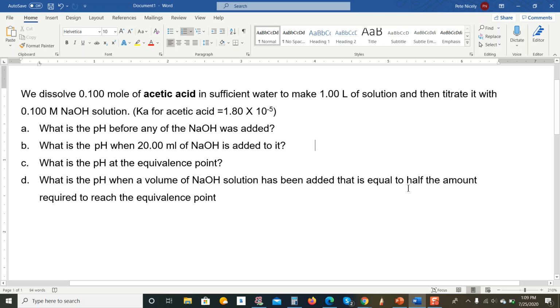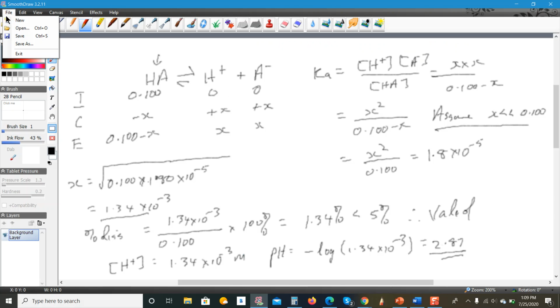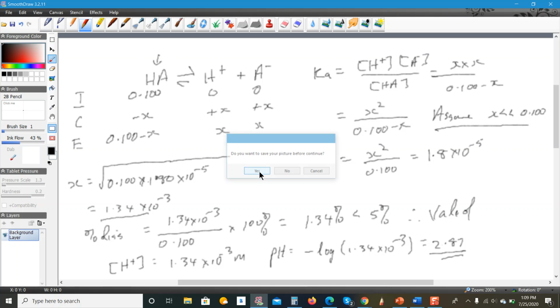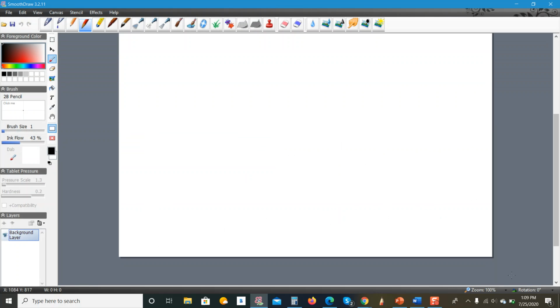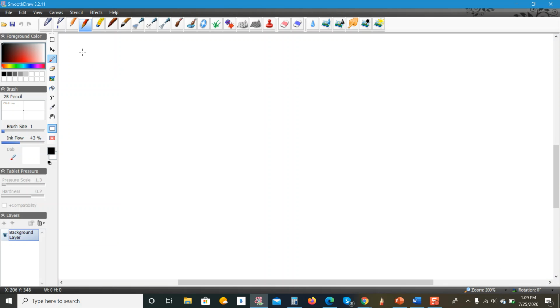So we're going to move on now to the B part of this question, where it's asking for the pH when 20 mils of sodium hydroxide is added to it. So what we're going to do is, again, go to this page here. Let me open up a new one. Okay. So first thing I'm going to do is write down the equation for the reaction between the acid and the base. Now, well, before we even do that, we need to find the moles of the base being added. So the question says 20 mils of sodium hydroxide is added.